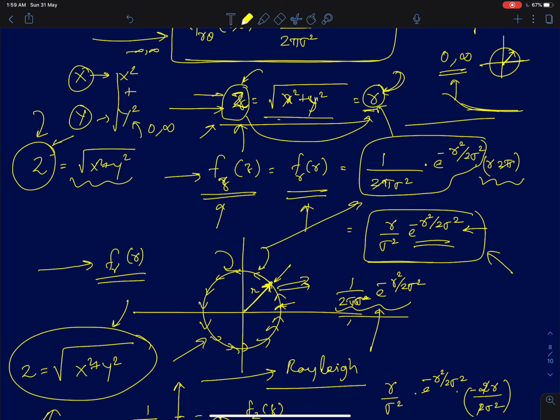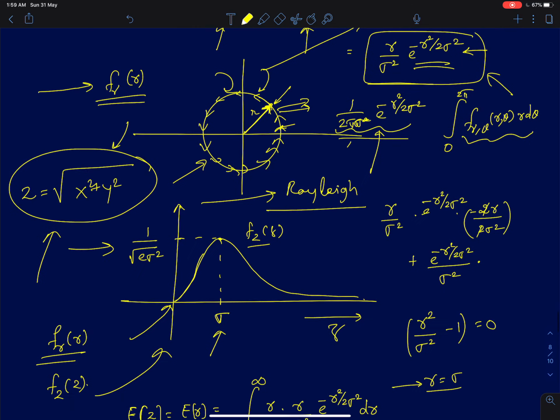Ideally, I should have properly integrated f_(R,theta)(r, theta) into r d theta going from 0 to 2 pi. But I just used the very simple fact that there was no variable theta here, so I exploited that fact and simply multiplied by 2 pi r. That's it.